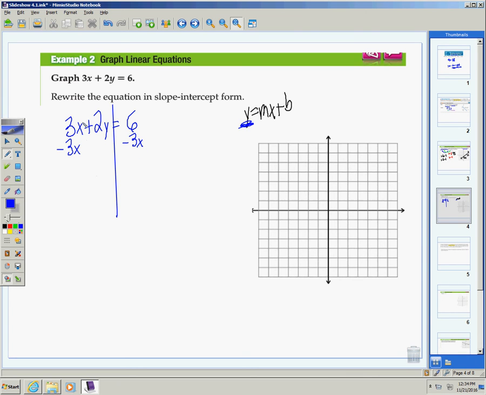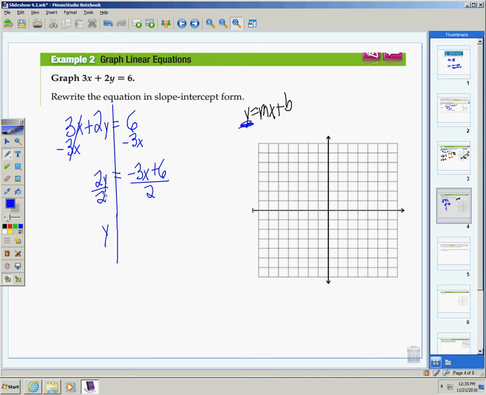And that leaves me with 2y equals, and you could write this as 6 minus 3x, but I'm going to rewrite it as negative 3x plus 6. And I'm doing that because I want it to be in this form of mx plus b. Last thing I have to do to get y by itself is divide each side by 2. And do not ever use decimals with slope-intercept form. Okay, we want to leave everything as fractions.